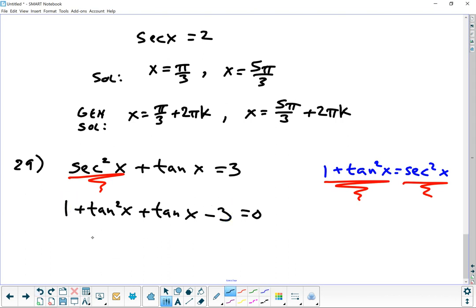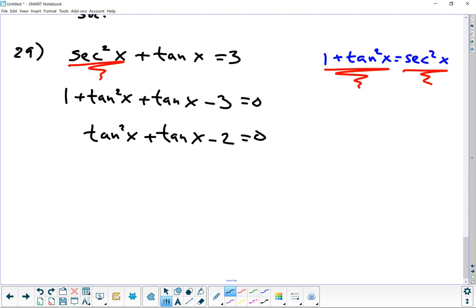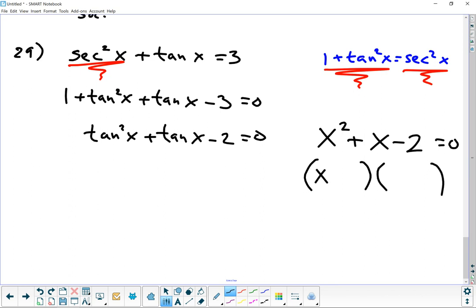So you will have tangent squared x plus tangent x, 1 and negative 3 makes negative 2, equals 0. From here, this is like writing x squared plus x minus 2 equals 0. But we don't have to worry about the 0 just yet. Factor that. This is similar to what we did earlier when we did the factoring.